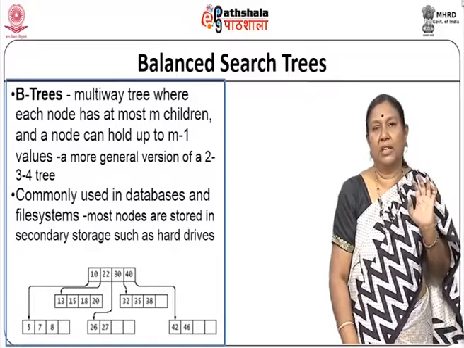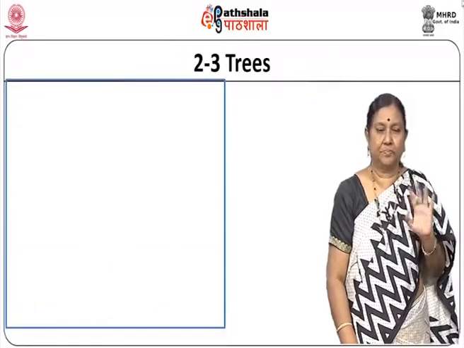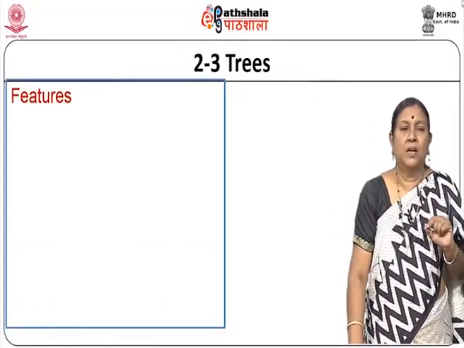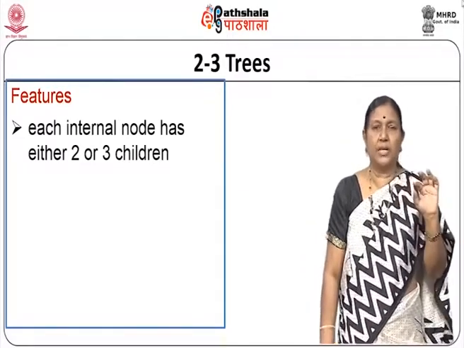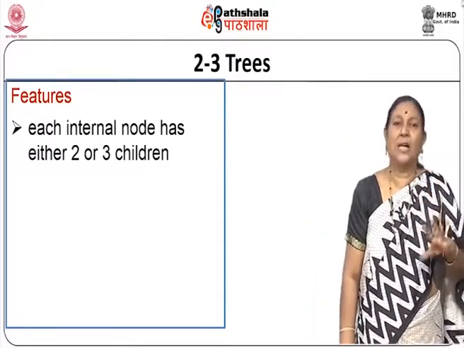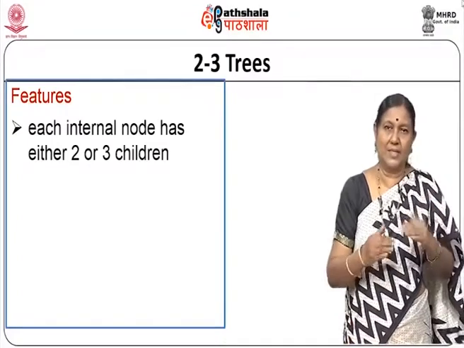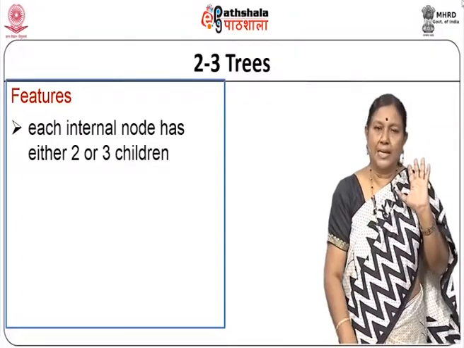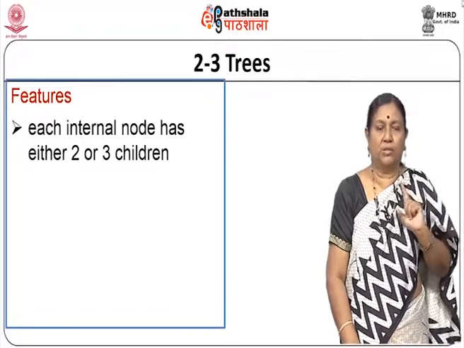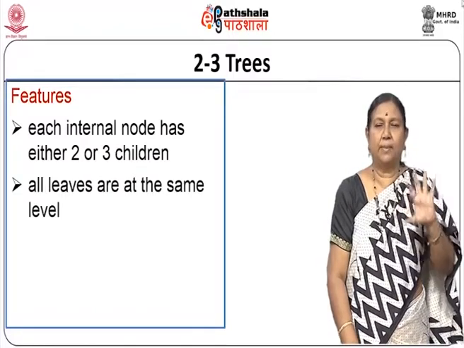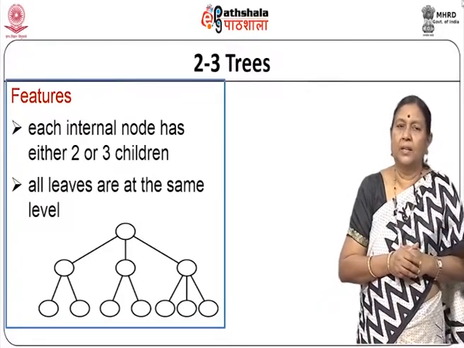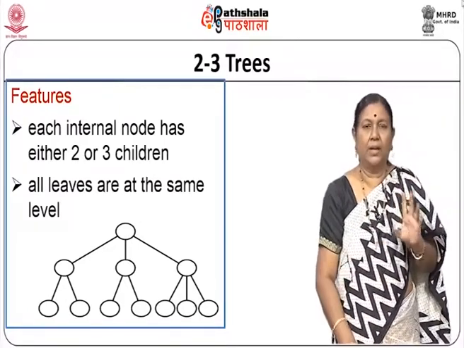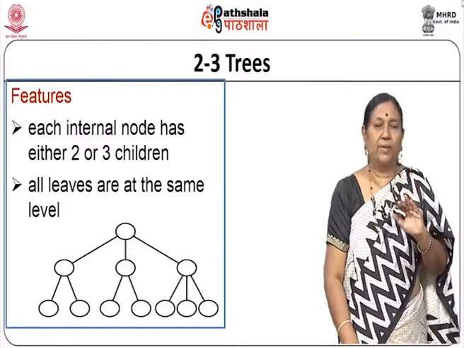Now, let us go into detail on 2-3 trees. The feature of a 2-3 tree is that each internal node, and here we are distinguishing between an internal node and an external node, external node meaning all the leaves. So, an internal node can have either 2 or 3 children, and all leaves will be at the same level. This is an example of a 2-3 tree. Details about this we will go through again.